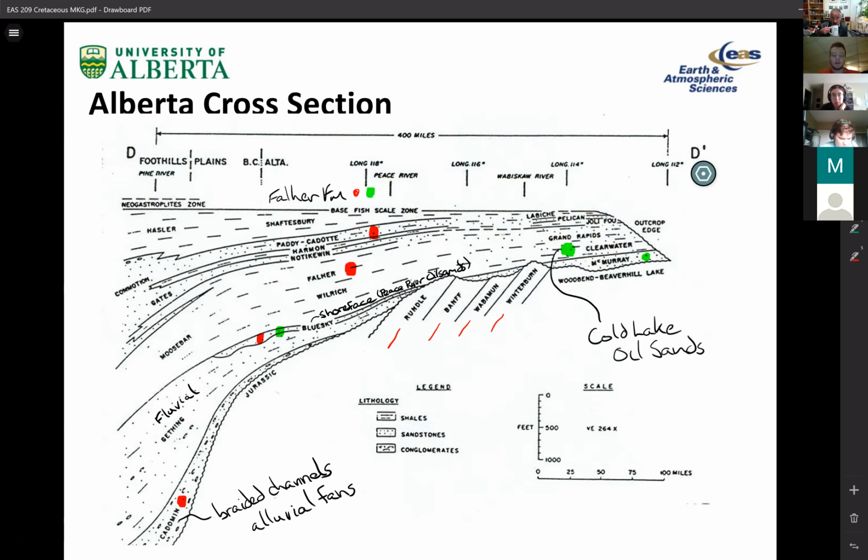Just with the Falher formation at the top, not so much the one you were just talking about, like the last sentence ago. Let me just be a little more clear because I kind of lost myself in that, really, Nick.